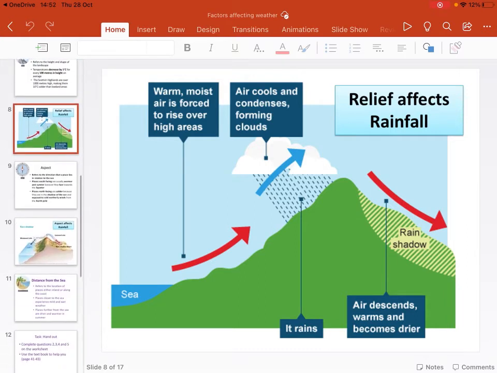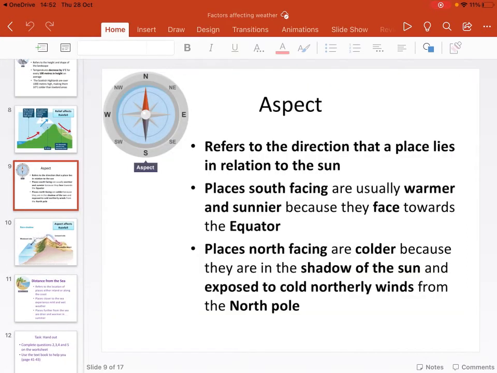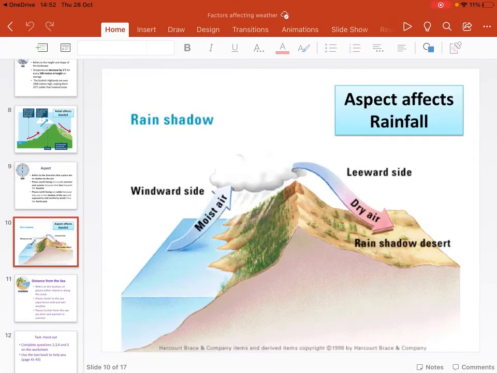Okay. Aspect refers to this idea that if a place lies directly facing the sun, like Costa del Sol in Spain, or the south coast of England, which is the warmest place in the UK, it's going to be warmer. If you're facing north up to the North Pole, say, and you're in the Scottish Highlands, it's going to be colder and windier. Okay, and even rainfall too.